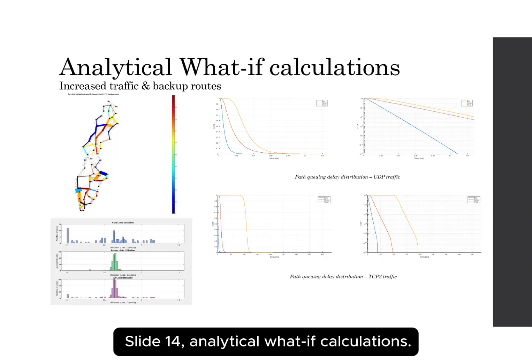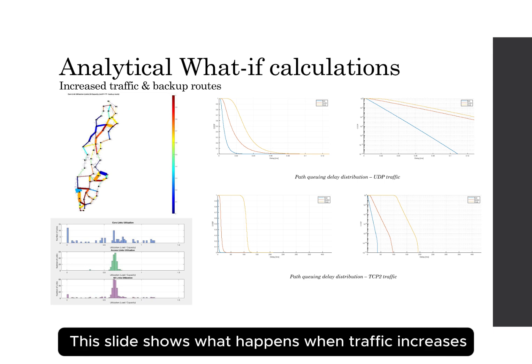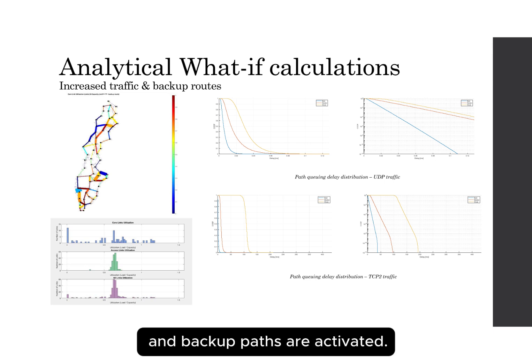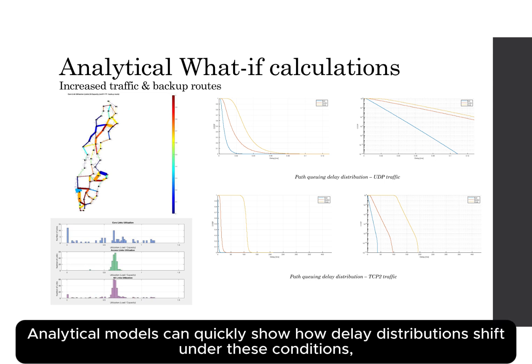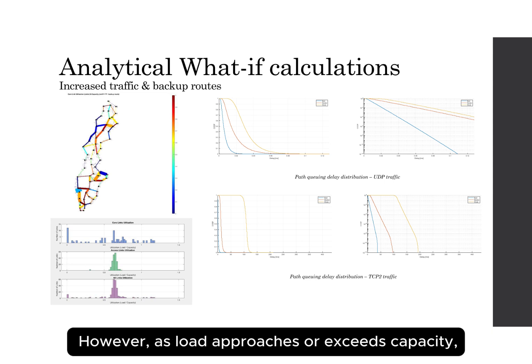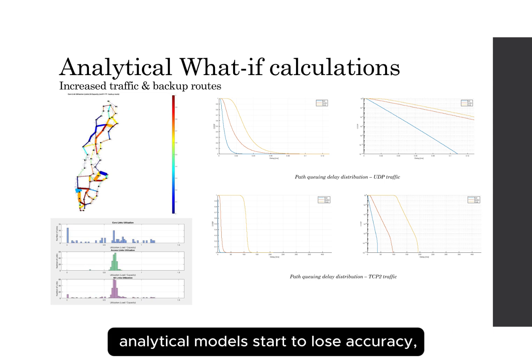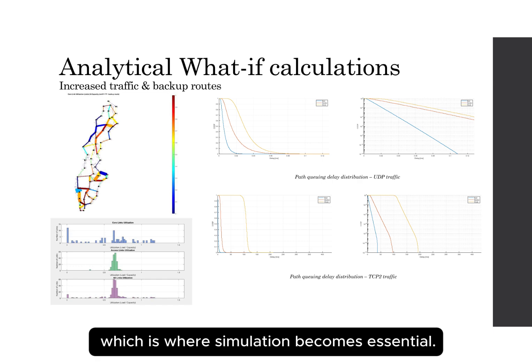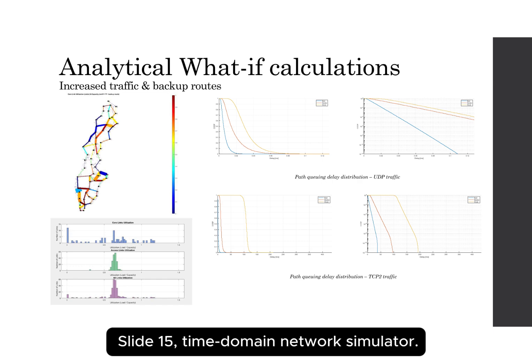Slide 14. Analytical what-if calculations. This slide shows what happens when traffic increases and backup paths are activated. Analytical models can quickly show how delay distributions shift under these conditions, providing fast insight into resilience and capacity margins. However, as load approaches or exceeds capacity, analytical models start to lose accuracy, which is where simulation becomes essential.